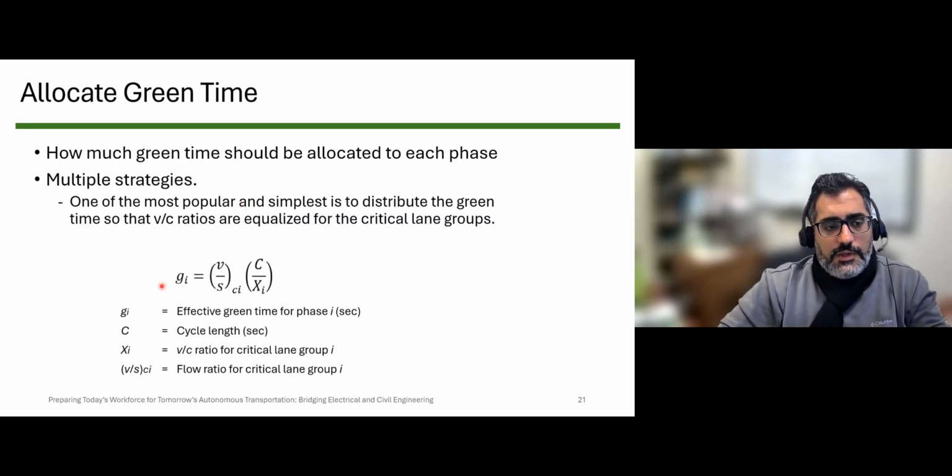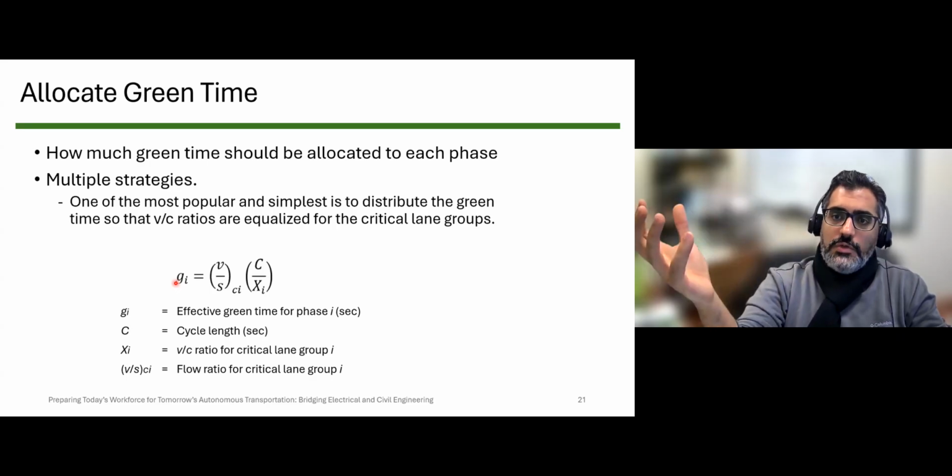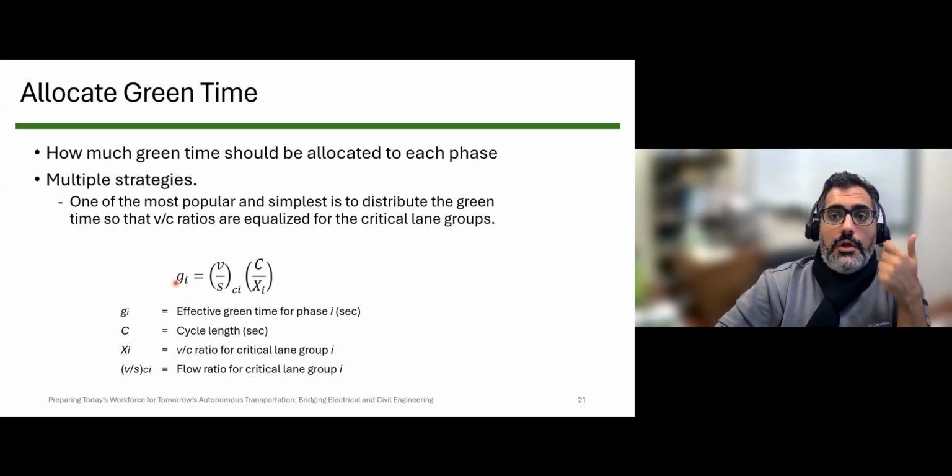So as you can see here, first of all, this is lowercase g, that is what we call effective green. Effective green is the amount of time that is effectively used by drivers. So we have two things. We have capital G, which is the green time that is shown on the display on the traffic signal. But we have effective green that is effectively used by drivers. So this effective green time is the green time plus yellow time plus all red time minus the lost time, the initial startup lost time and clearance lost time.